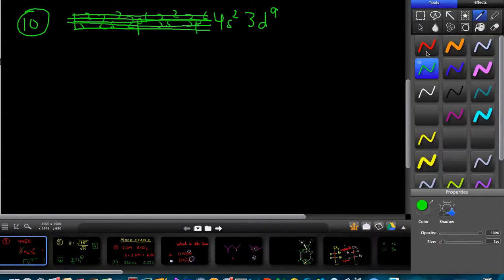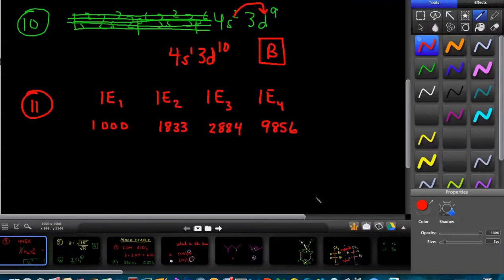If I can completely fill a d orbital or half fill a d orbital, it's especially stable, so I'm going to promote one of these electrons to the d. And so the best answer, this is an anomalous configuration, is 4s1, 3d10, which is answer choice B.